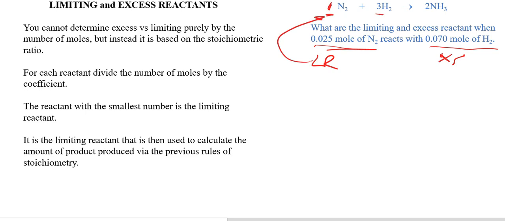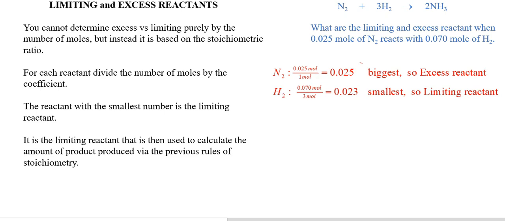You have to account for how much of it you need. You have to account for the ratio. Alrighty, so accounting for the ratio, 0.025 divided by 1 gets us 0.025, but 0.07 divided by 3 gets us 0.023. So hydrogen's actually present in the smallest amount based upon the stoichiometric ratios.